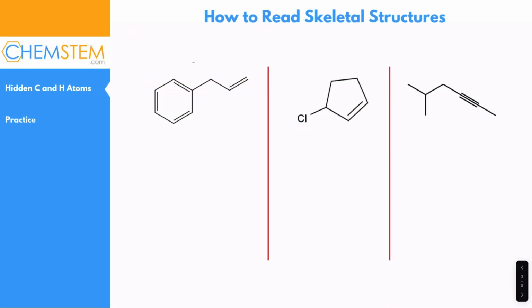The way that you read these and determine the actual chemical formula really isn't that bad. The main rule to understand is this: every end of a line or bend in a line is a carbon. So everywhere you just see a vertex, or the intersection of a line, these are all carbon atoms. Everywhere there's a bend in a line, that's a carbon. And everywhere a line just kind of ends, that's also carbon.